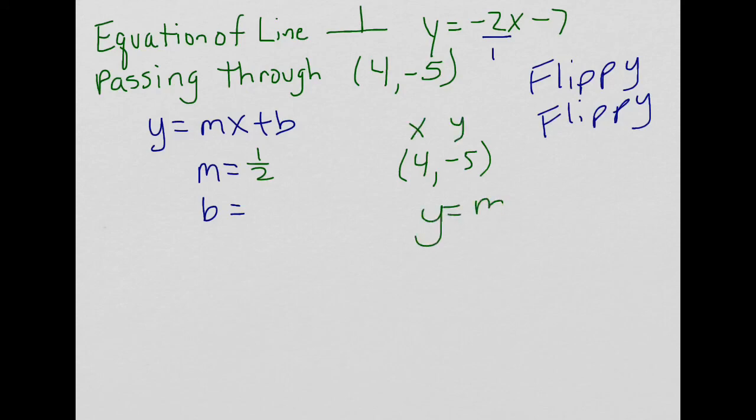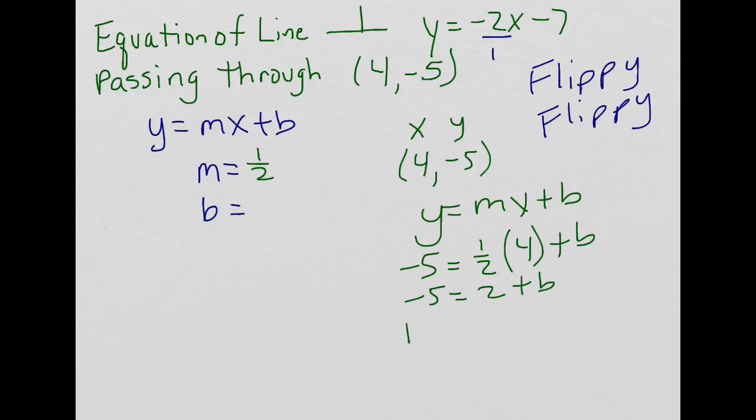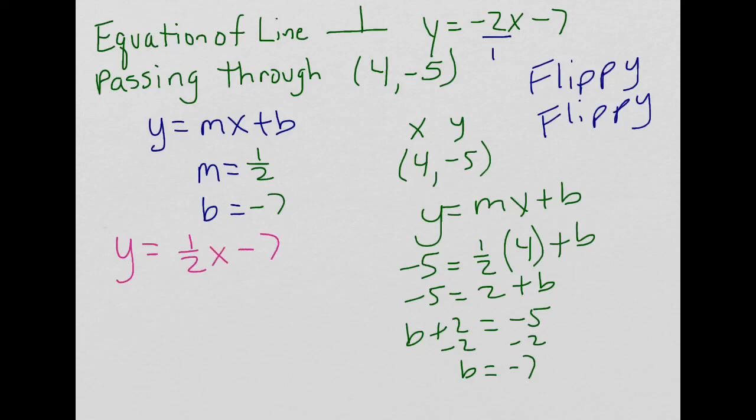y is equal to mx plus b. y is -5. My slope is 1/2, and my x is 4, plus b. -5 equals, and now half of 4 is 2, plus b. b plus 2 is equal to -5. I'm going to zero pair out my 2's, so b is going to be -7. So now when I write my answer, I have y is equal to 1/2 x minus 7.